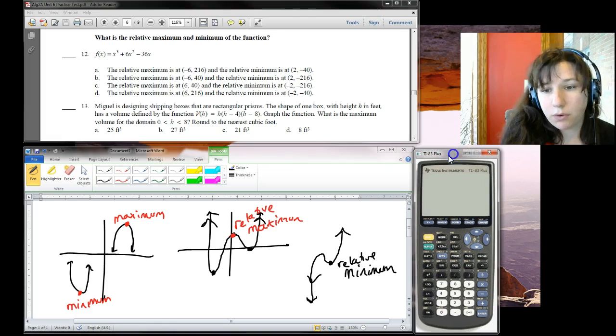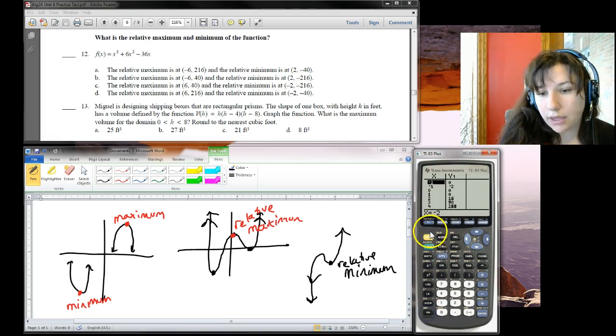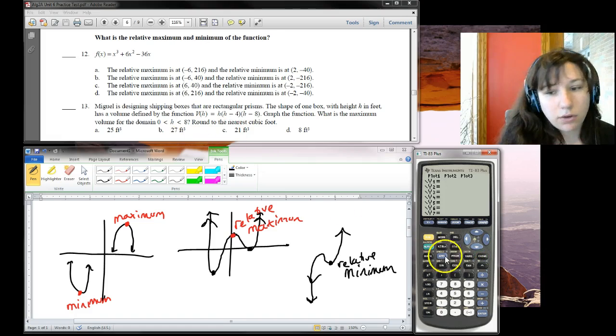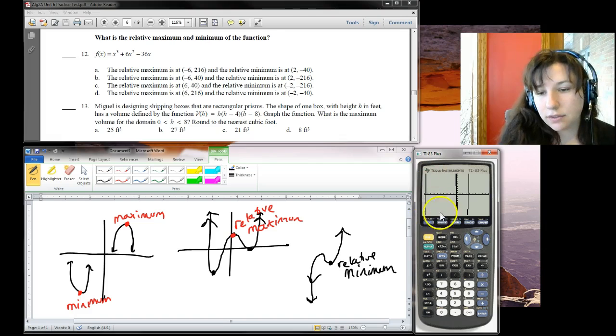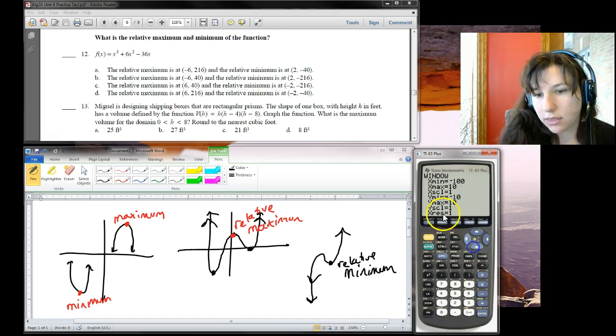To find them, we want to go to the graph. I'll go to y equals and type in x to the third plus 6x squared minus 36x. Take a look at the graph. My window's too small, I can't really see what's going on. So you could press window and make the x minimum and maximum a lot bigger and your y minimum and maximum a lot bigger, or you could just hit zoom and keep zooming out.